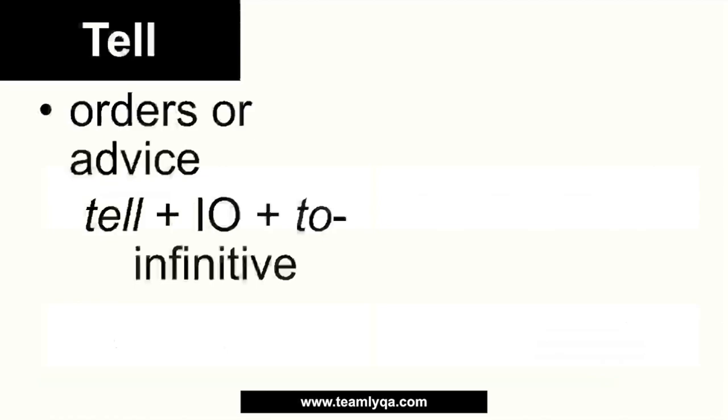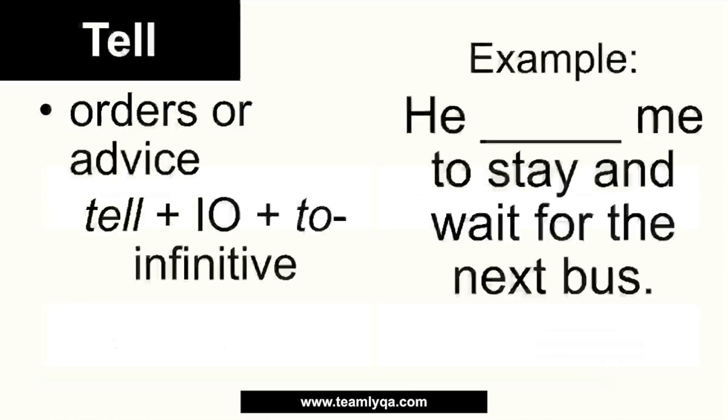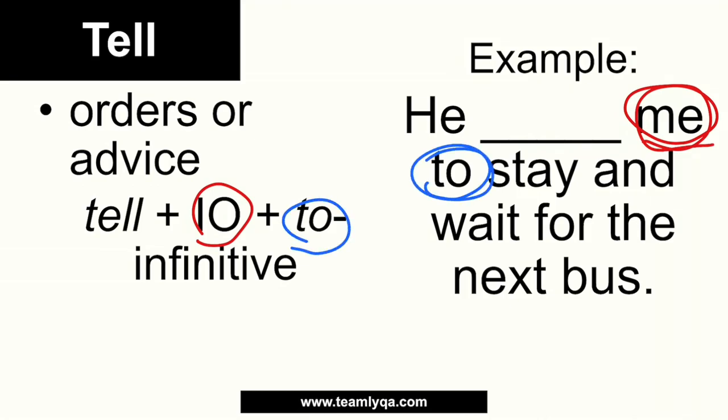Okay? Let me give you an example para mas maging visual siya. If you have something like this, sabi niya, he told me to stay and wait for the next boss. Okay? Ano yung I.O. dito? Ang I.O. would be yung me. Okay? Siya yung sinabihan. Tapos, meron ka nung to. Okay? Right here. To what? To stay. And wait for the next boss.